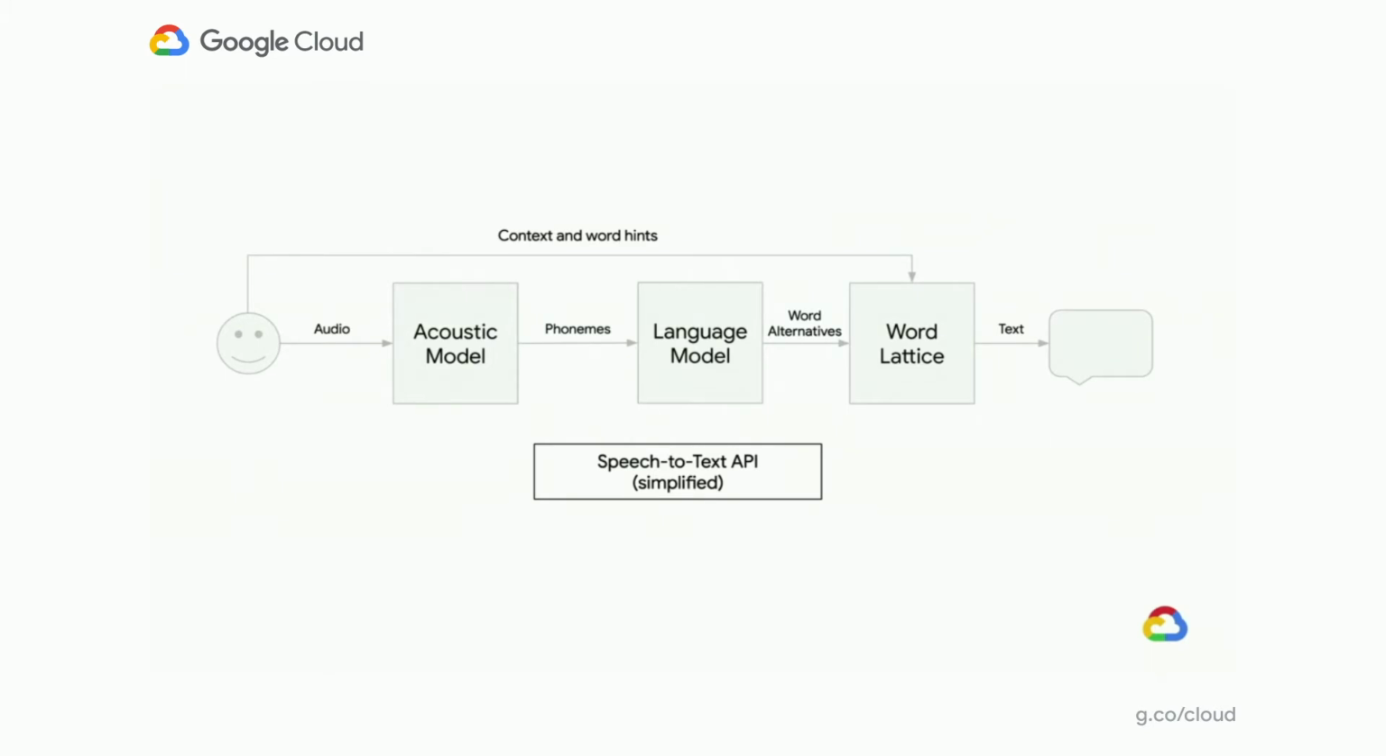The other difference is the speech adaptation API, which allows users to send context and word hints about what the audio might contain. This information is then used to operate on the word lattice and determine, based on these hints as well as the confidences from the language model, what the highest confidence hypothesis text is, as well as best alternatives, if that's interesting to them.